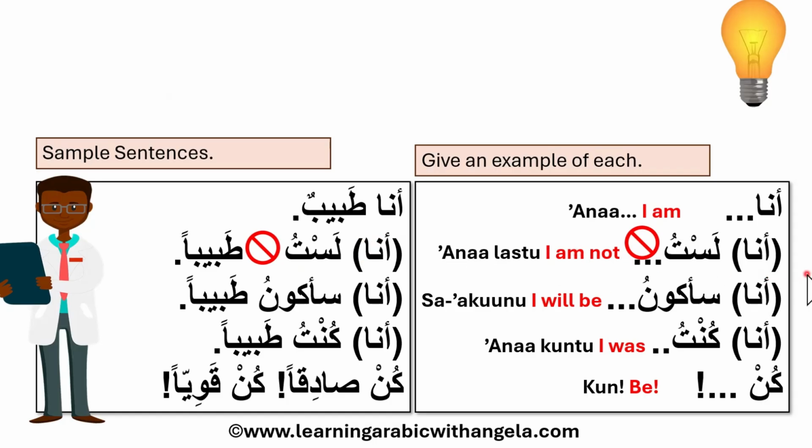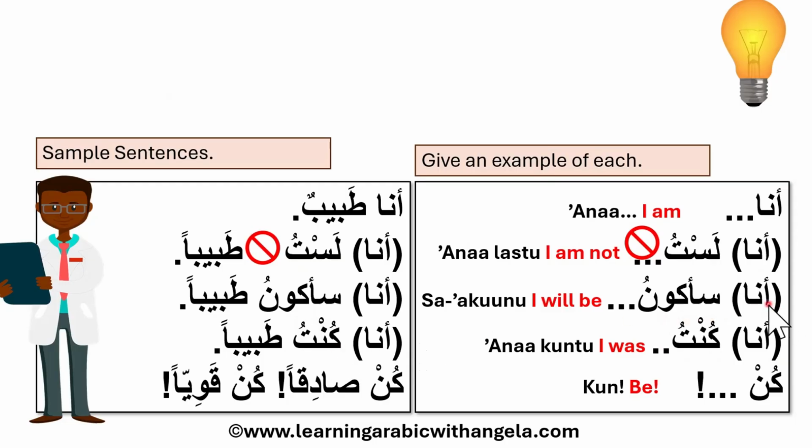When do we need verb كان? We need verb كان in other tenses. Let's look over here in the past. أنا كنت, I was. So we can say أنا كنت طبيبا, I was a doctor. We can get rid of أنا in brackets here. We can say كنت طبيبا because the verb is already conjugated to tell us the pronoun, which is أنا.